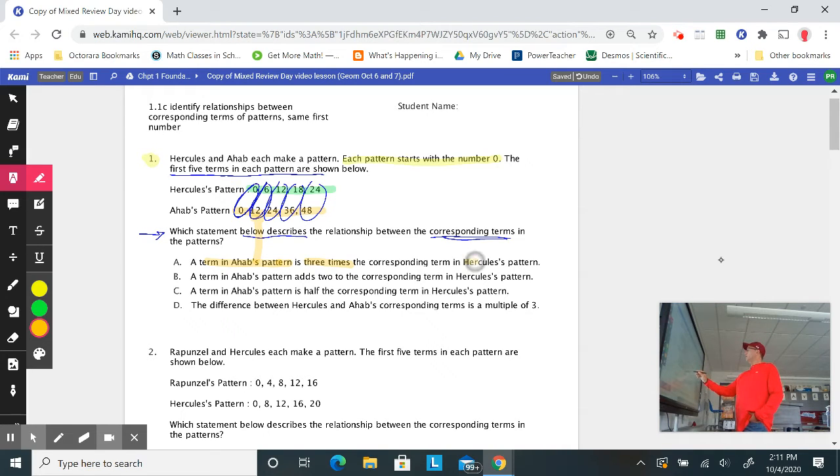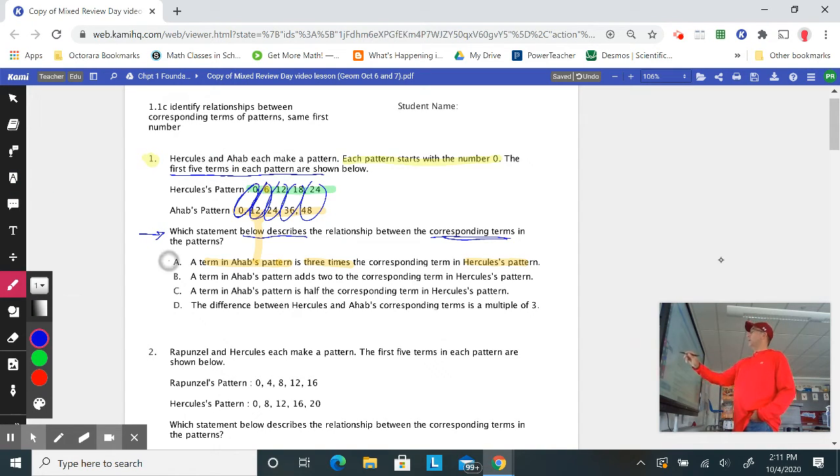Well, in Hercules' pattern, the number is a 6. And 6 times 3 is 18. So that would not work. So I know I don't want that one. So I'll use my pen tool and cross that out.